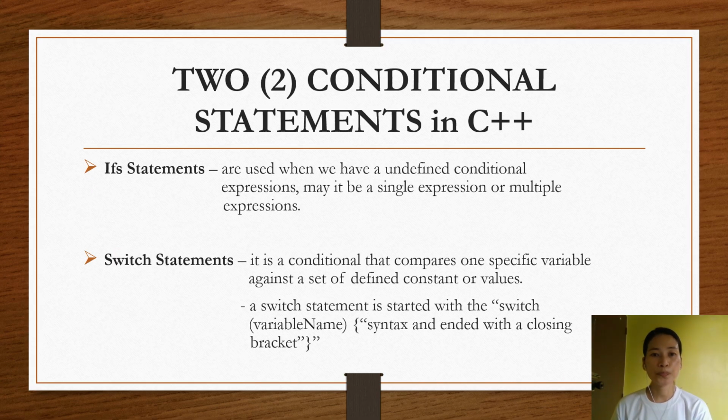So under conditional, we have two statements in C++, the if statement and the switch statement. If statements are used when we have undefined conditional expression, may it be a single expression or multiple expressions, while switch statement is a conditional that compares one specific variable against a set of defined constants or values. A switch statement is started with a switch variable name, syntax, and ended with a closing bracket.